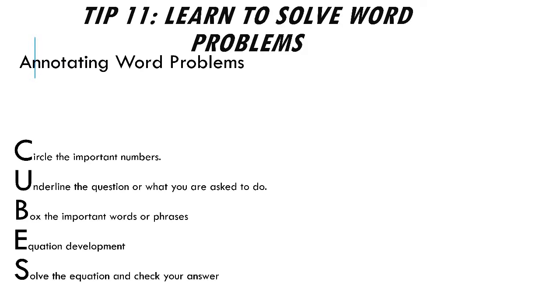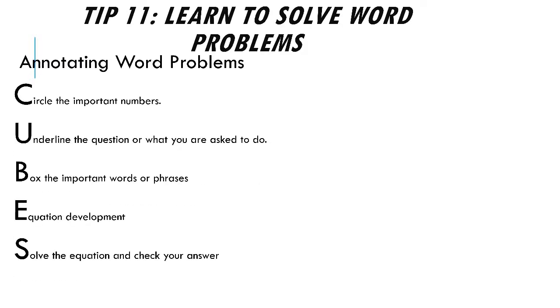So word problems come down to annotation and understanding how to pull information out of the problem. Because a lot of times in word problems, they'll either give you too much information, or there's just so many words on the page, it's really hard to understand what's important. So going back to the homes and the Great Lakes, you can remember CUBES. Circle the important numbers, underline the question or what you are asked to do, box the important words or phrases, equation development, solve the equation and check your answer.